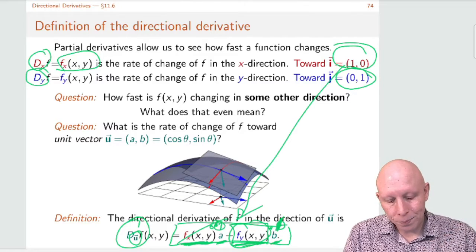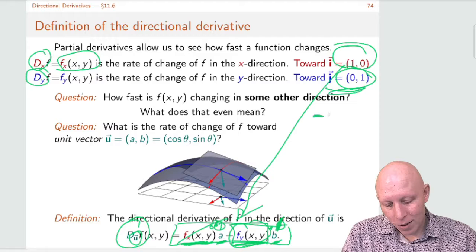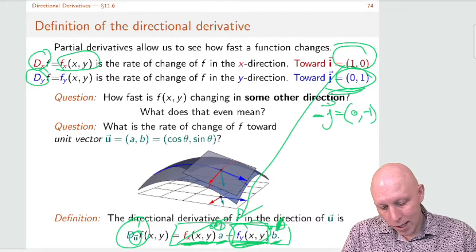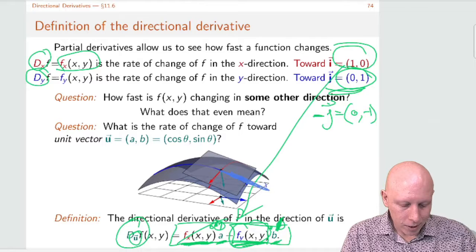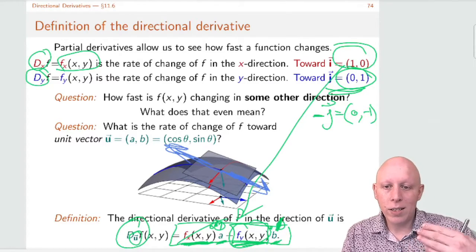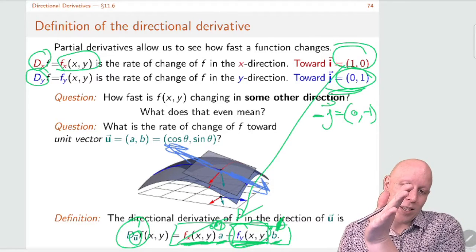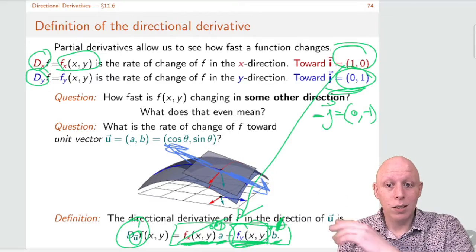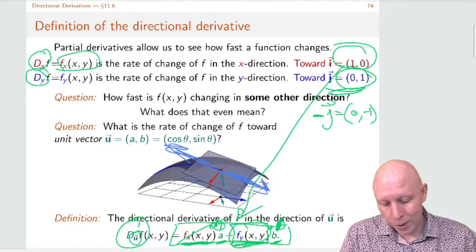That matches as well. If we went in the negative, let's consider the negative j direction, or the vector 0, negative 1. Well, instead of going in this direction, we're going in this other direction, and we would expect that the rate of change would be the negative going down of what it is going up. So that also matches. So a lot of things here just make sense.